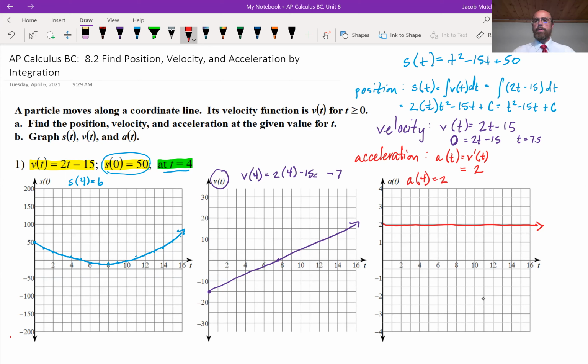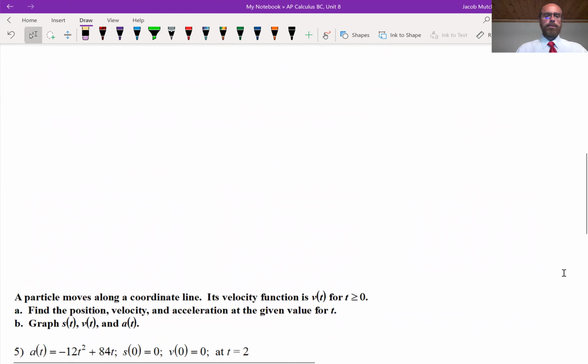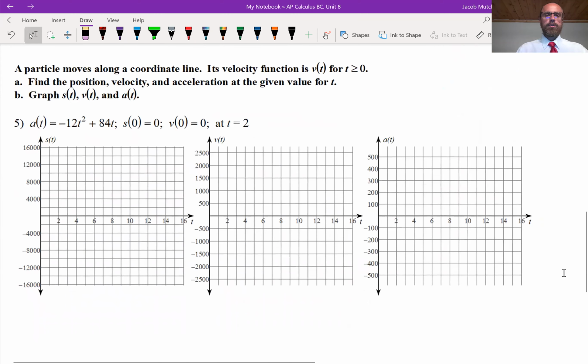Again, what we've done is we use differentiation and integration to come up with our functions, our equations, and we just graph the equations. A couple of those we could just graph using algebraic strategies. One of them we graphed with a calculator, and then just grabbed the values of the functions at 4. Let's take a look at our second example.